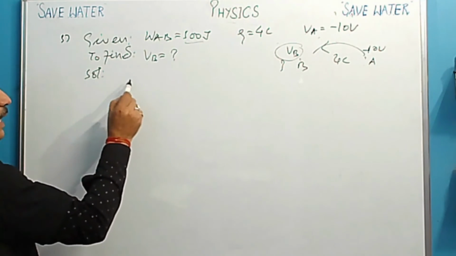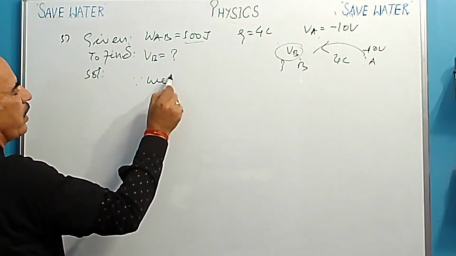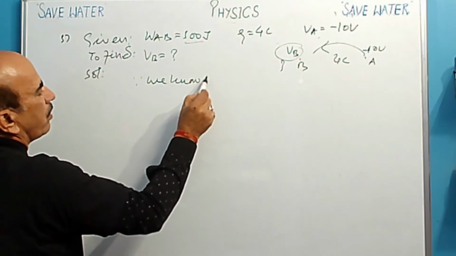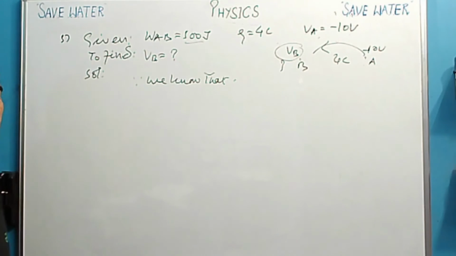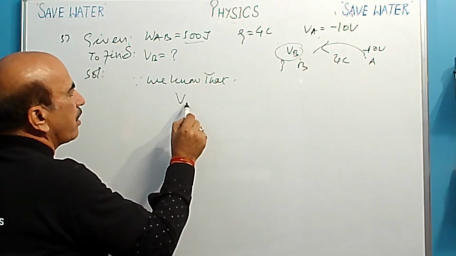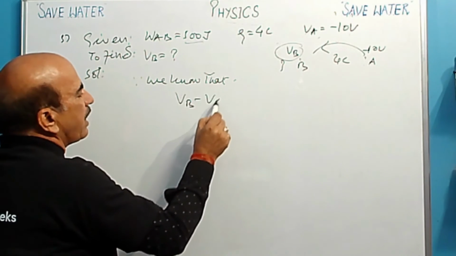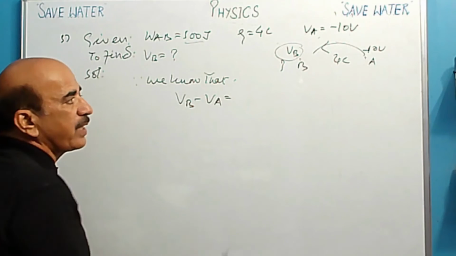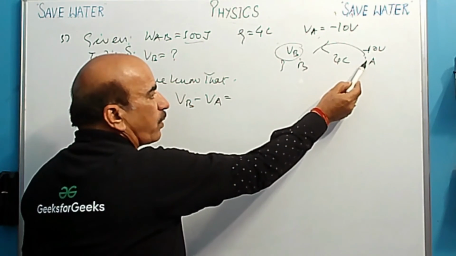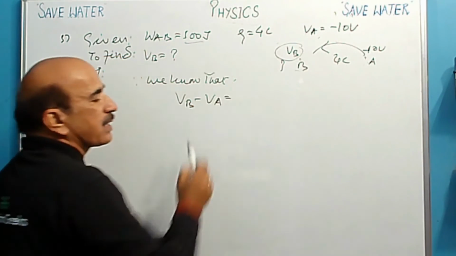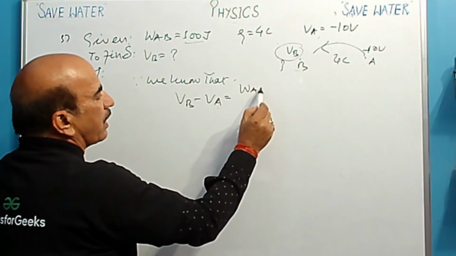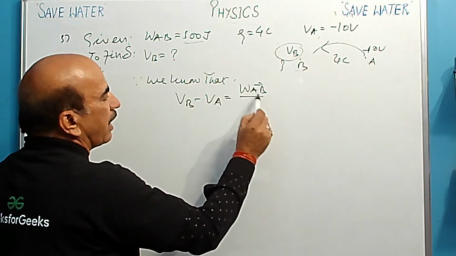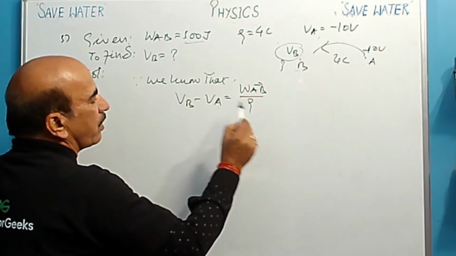So solution में क्या लेंगे? Since we know that, this is very, very important to write down. Since we know that, VB minus VA, because charge is moved from A to B, that B potential is higher. So therefore VB minus VA is equal to work done in moving the charge from A to B upon Q.